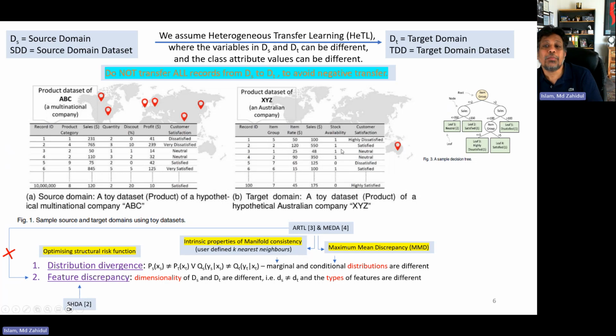We can build multiple trees in a decision forest, and that can discover more patterns, more knowledge about the data set. Now, the problem here is, as I said, imagine this XYZ is a newly established organization, and their data collection is not big yet.